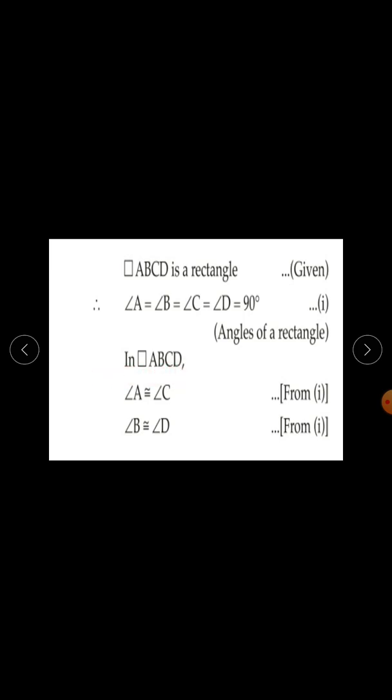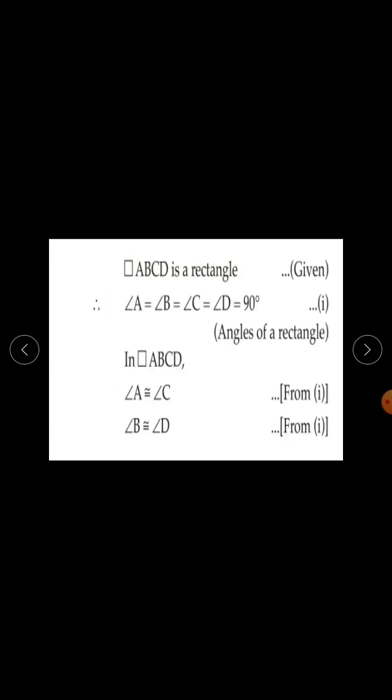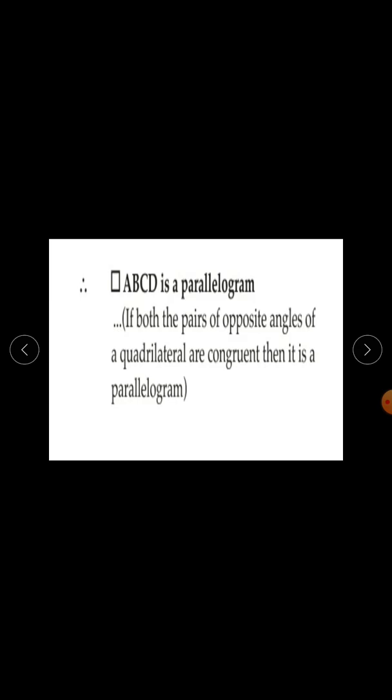Now, in quadrilateral ABCD, angle A is equal to angle C from equation 1, and angle B is equal to angle D from equation 1. Therefore, quadrilateral ABCD is a parallelogram. Why? Because if both the pairs of opposite angles of a quadrilateral are congruent, then it is a parallelogram. Hence proved.